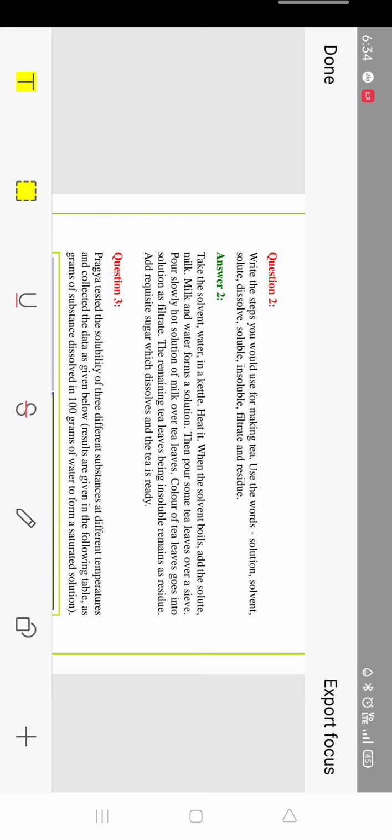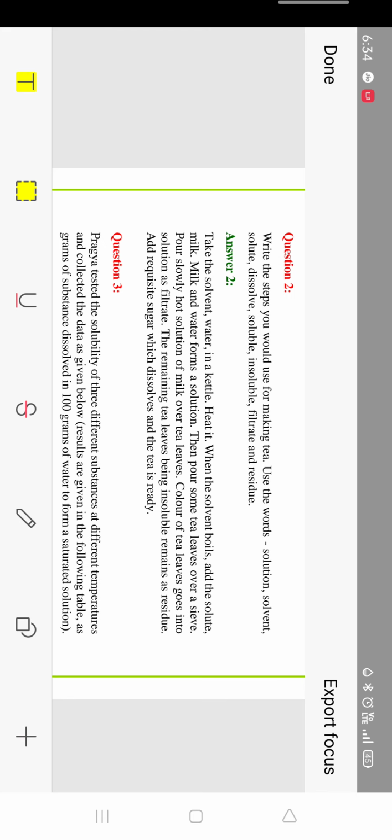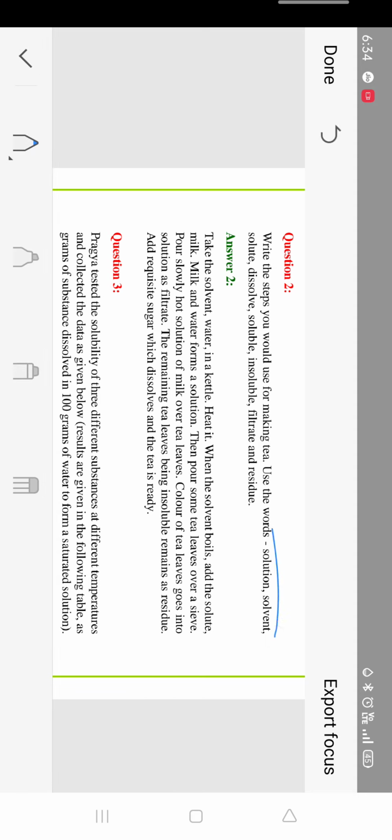Now come to the next question. Here the question is, write the steps you would use for making tea. Use the words solution, solvent, solute, dissolve, soluble, insoluble, filtrate and residue. The question is easy, but some words are given that you have to use for explaining the steps for making tea. Now let's start. Firstly we take a solvent, that is water, in a kettle. Then we have to heat it. When the solvent, water, boils, we have to add the solute, that is the milk.